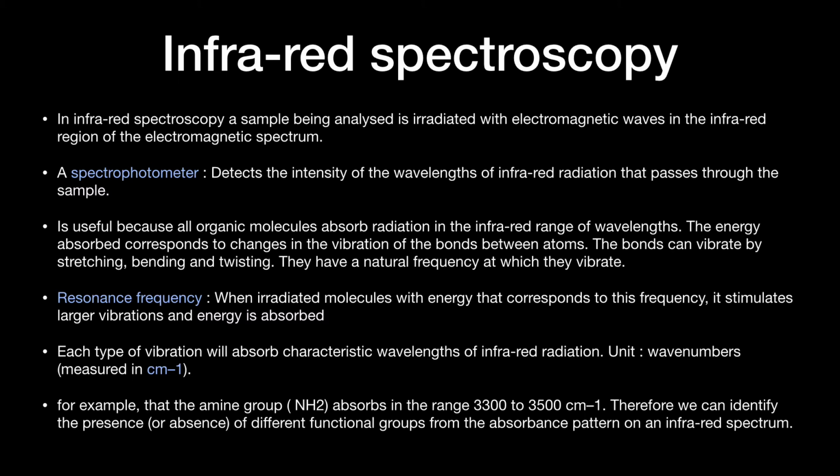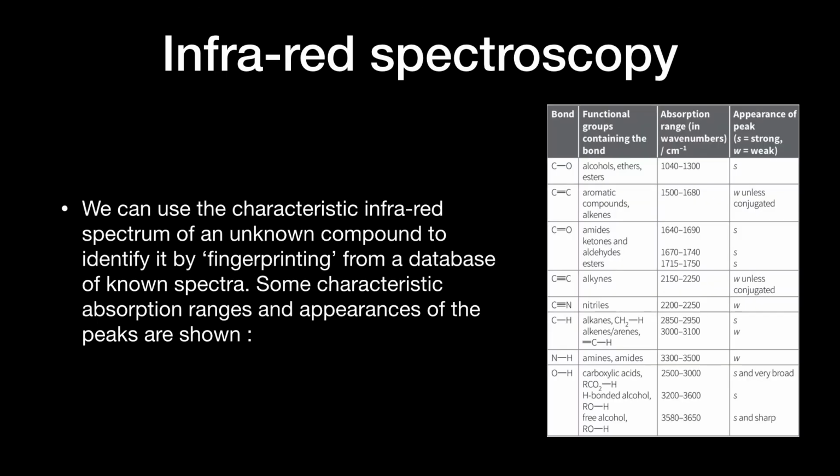Each vibration will absorb a characteristic wavelength of infrared radiation measured by the unit wave numbers. For example, the amine group absorbs in the range of 3300 to 3500. Therefore, we can identify the presence or absence of different functional groups from the absorbance pattern of an infrared spectrum. We can use the characteristic infrared spectrum of an unknown compound to identify it by fingerprinting from a database of known spectra. Some characteristic absorption ranges and appearance of the peaks are shown in the table here.